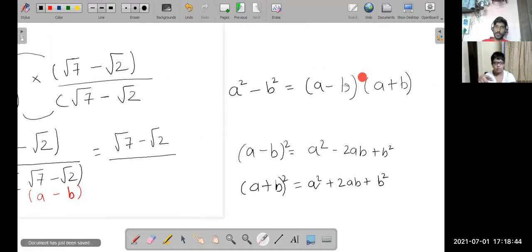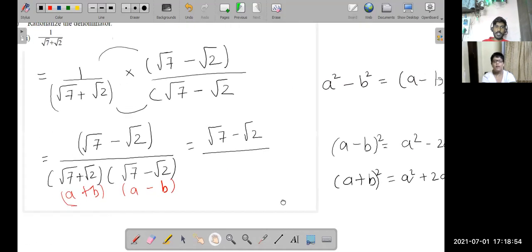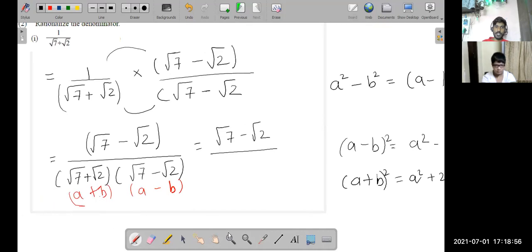You have to use this formula, but in the reverse order. That means this form is there. You have to replace this form by this form, a square minus b square. So can you try to replace this now in this form? This is A and this is B. So A plus B, A minus B is equal to A square minus B square.